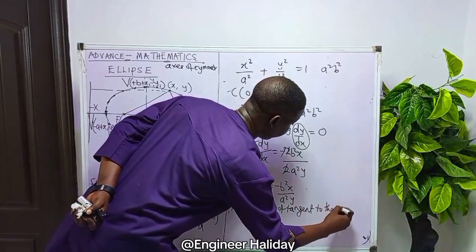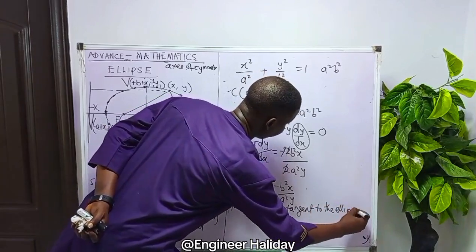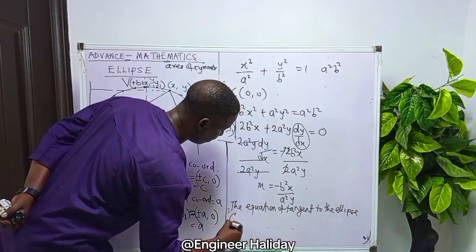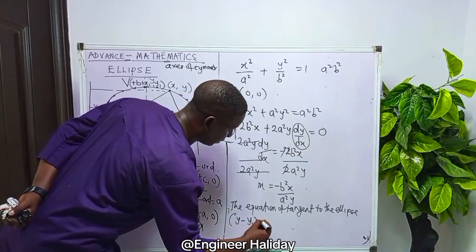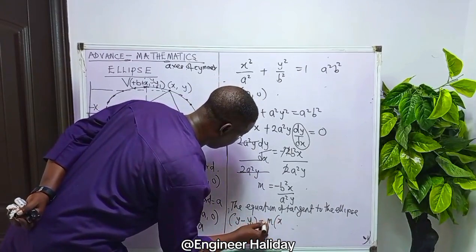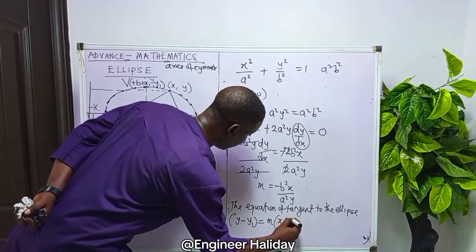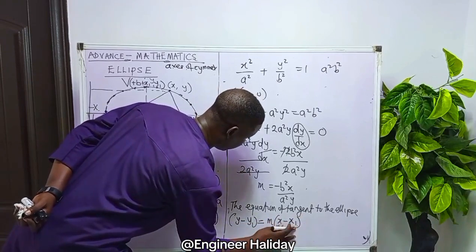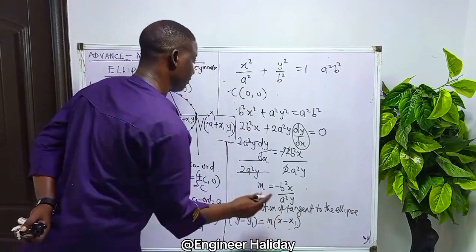Therefore, if you want to now find the equation of the tangent to the ellipse, it is equal to y minus y1 equals m open bracket x minus x1. So you put this gradient equation here.